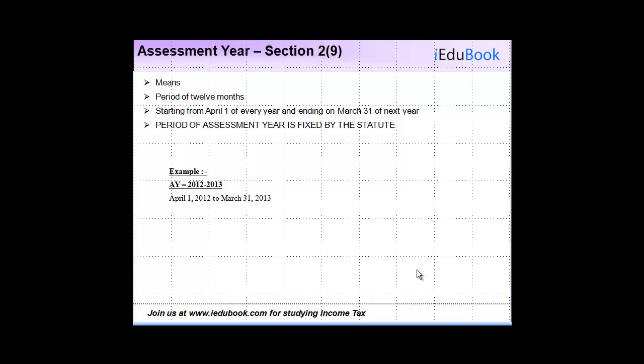Okay, let us now see what is the meaning of assessment year. Now, basically in income tax, there are two things which are there. One is assessment year and the second is previous year. Let me take you to the drawing board to make you understand what these two concepts mean.